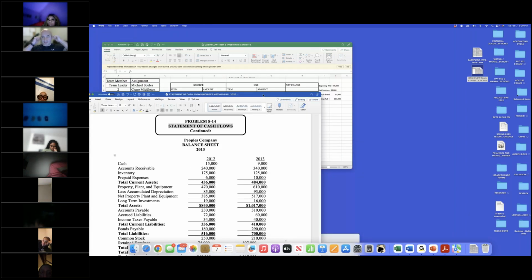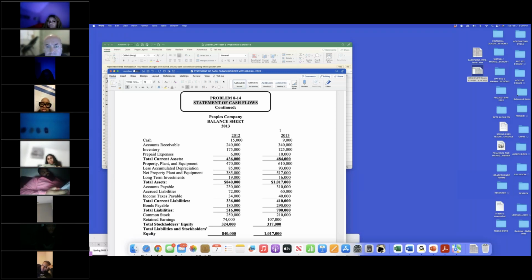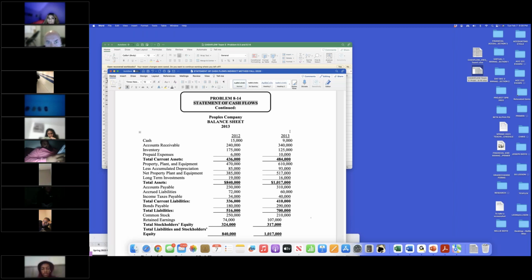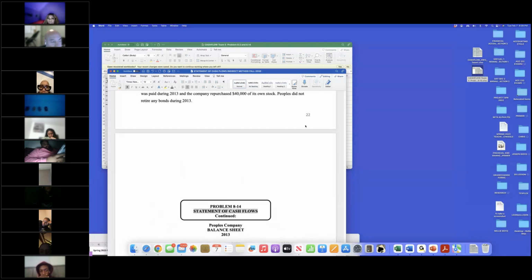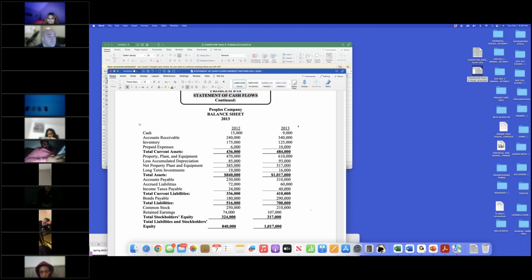If you look at the dividends calculation, can everybody else calculate these dividends? Ashley, can you calculate the dividend? Beginning balance plus net income. So the beginning was what? 74,000, yes.